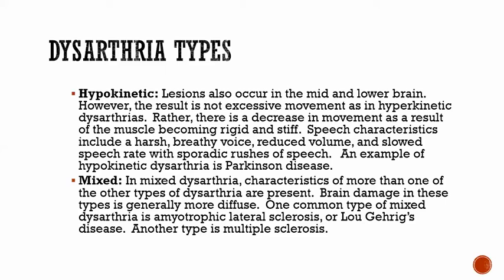And then there's mixed dysarthria. In mixed dysarthria, characteristics of more than one of the other types of dysarthria are present. Brain damage in these types is generally more global and diffuse. One type of mixed dysarthria is amyotrophic lateral sclerosis, or Lou Gehrig's disease, and another type is multiple sclerosis, or MS.